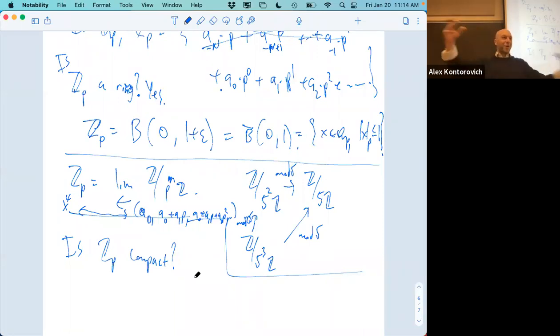So we have some arbitrary open cover. How in the world are we going to find some kind of finite subcover? Good, good. It's not obvious. Qp is metrically complete. Yes, it's the metric completion of Q.